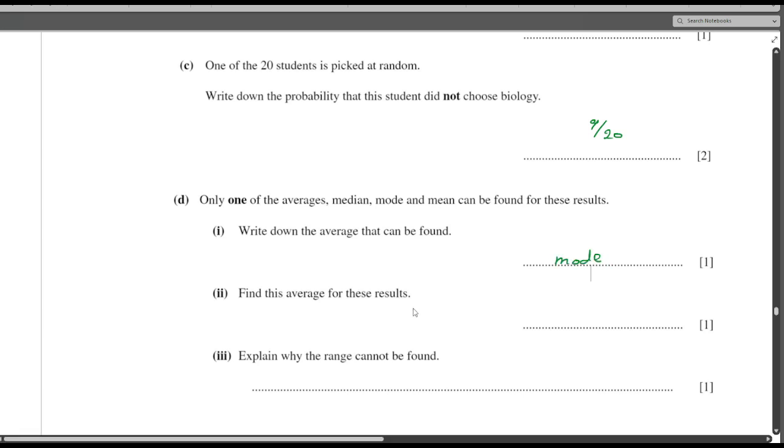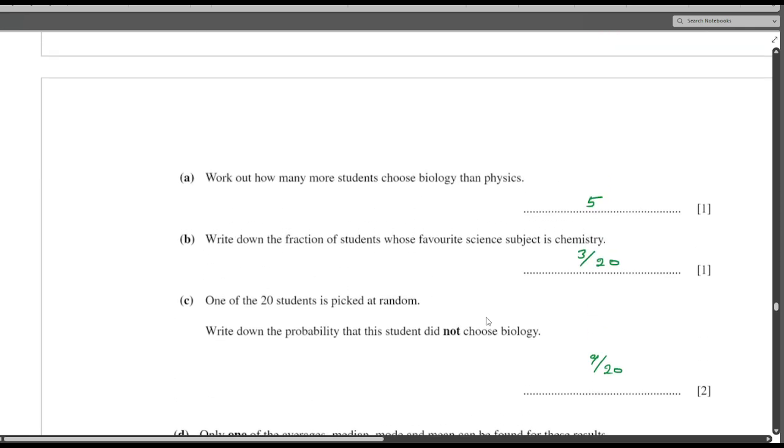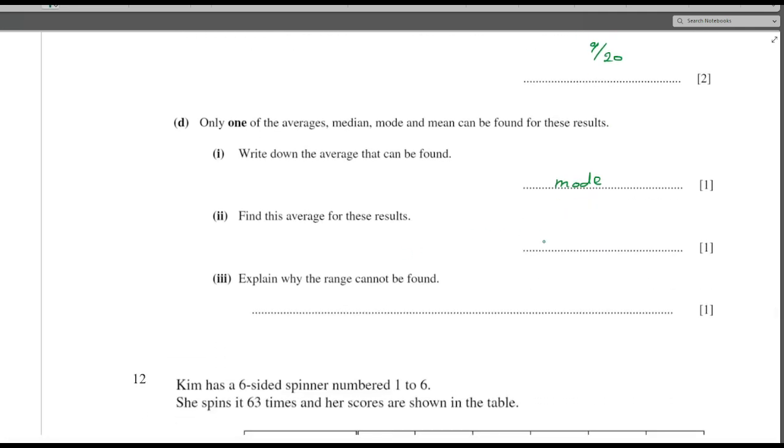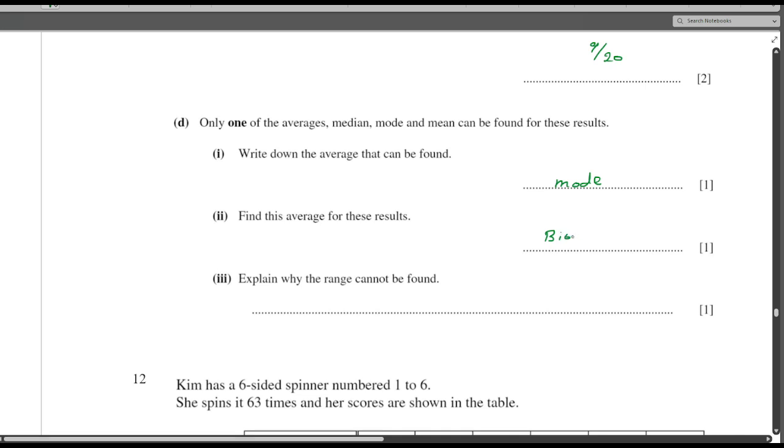Now find the average of these results. So for these results, what is mode? So mode is your biology subject. Mode is biology. Explain why the range cannot be found.